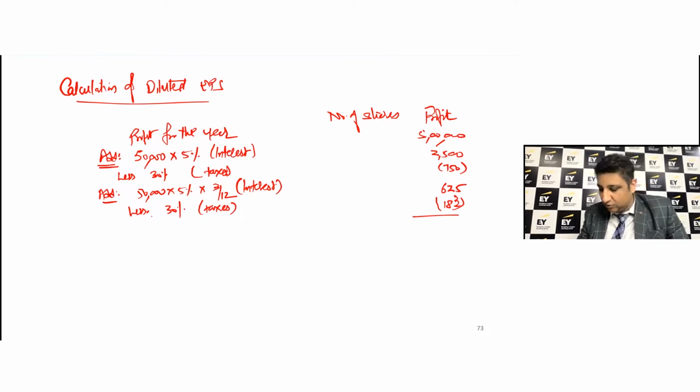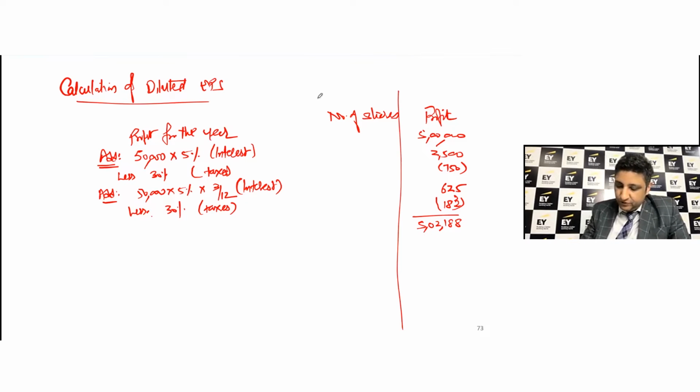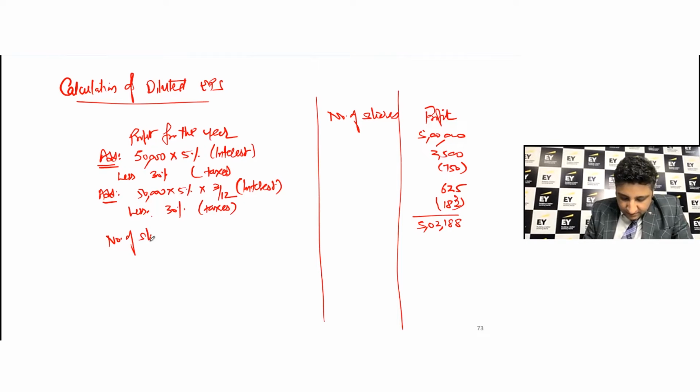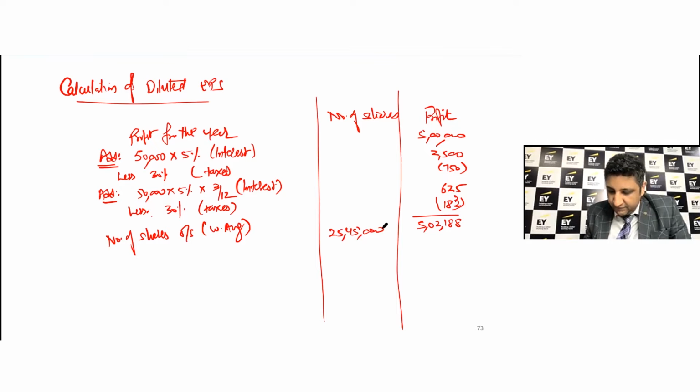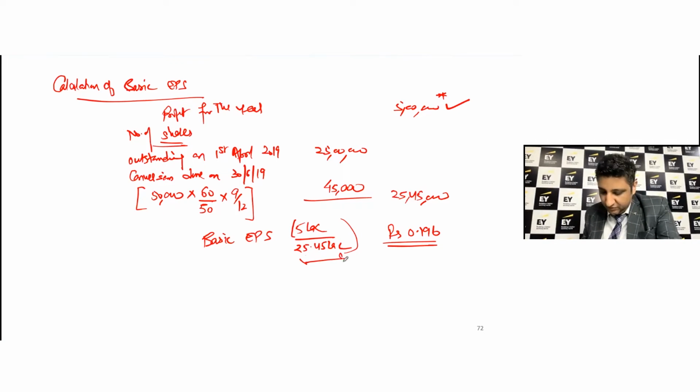Okay, now when I total all these amounts, what I get is 5,02,188 as the value out of this number, right? So when you have got all these amounts in front of you, we need to look at what is the adjustment that you do to the number of shares as well. So we're saying that the number of shares outstanding as per the weighted average, we had already 25,45,000. We just did this calculation, right? So this amount would be relevant for us.